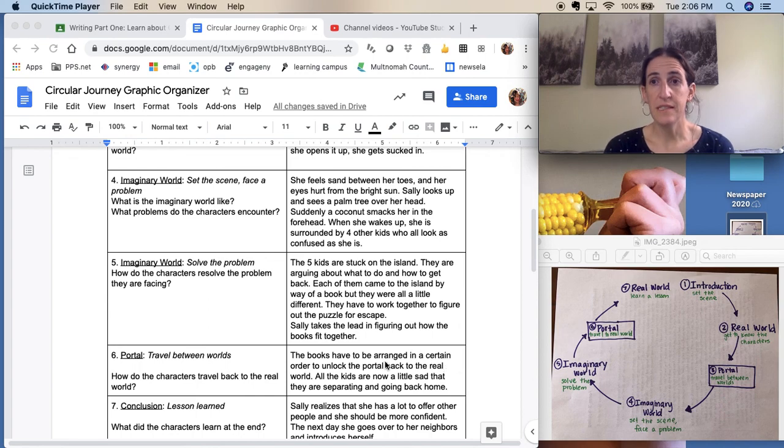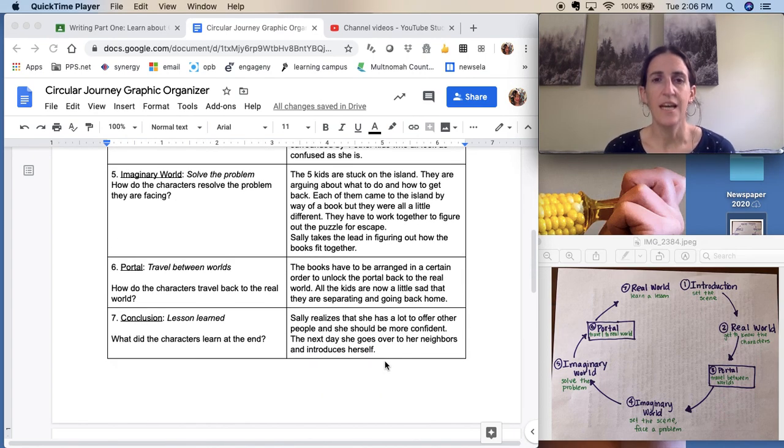And then for the sixth scene, she's going to travel back to the real world. The books have to be arranged in a certain order to unlock the portal back to the real world. All the kids are now a little sad that they're separating and going back home. So it just kind of shows that they learn to be friends and work together.